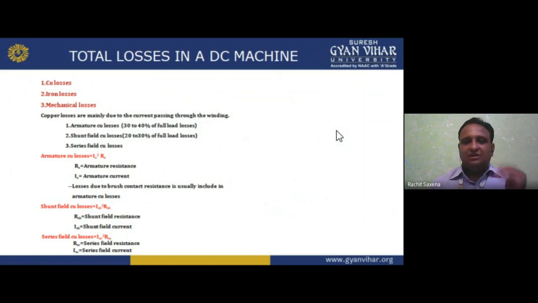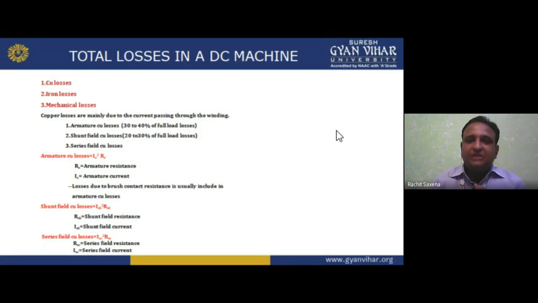Now second, shunt copper loss. Shunt means field copper loss basically. In the field we have 20 to 30%, meaning 2 to 3 watt. So 3 to 4 is armature copper loss and 2 to 3 is your shunt copper loss, and the series field copper loss also. Now armature copper loss is given by Ia squared Ra, where Ia is your armature current and the resistance of the armature winding is known as Ra.